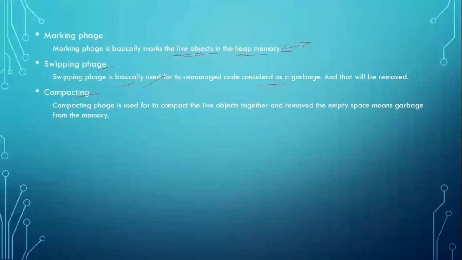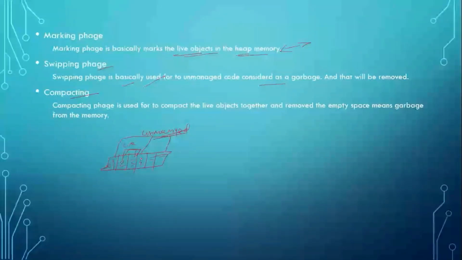The last is the compacting phase. Suppose objects are created: this is obj1, this is obj2, obj3, obj4. Suppose currently objects 2 and 3 are the live objects, and apart from those, 1 and 4 are unmanaged resources. In that case, 1 and 4 are removed by the garbage collection in the memory management, and 2 and 3 are kept.